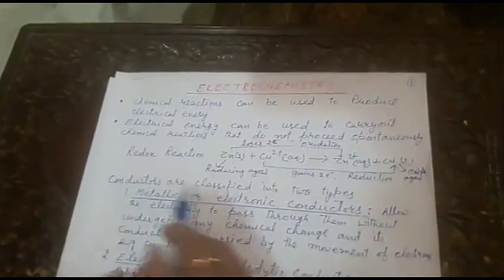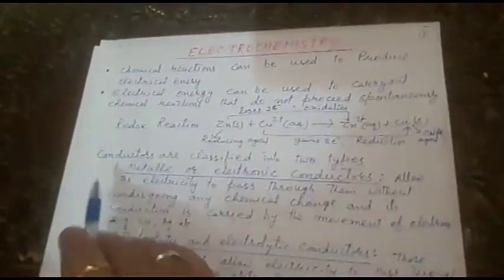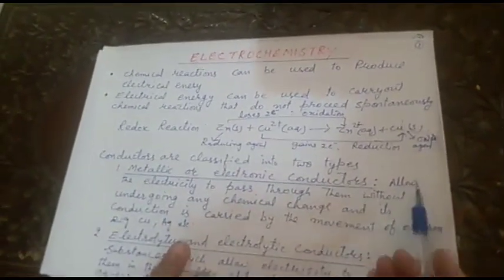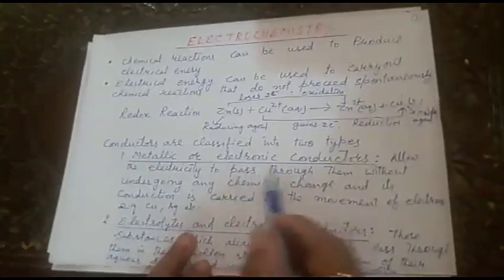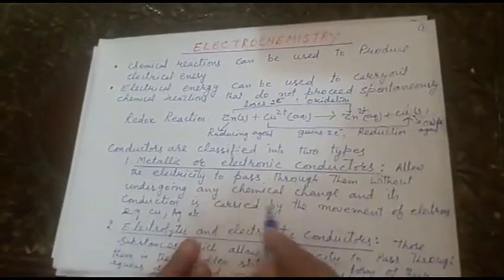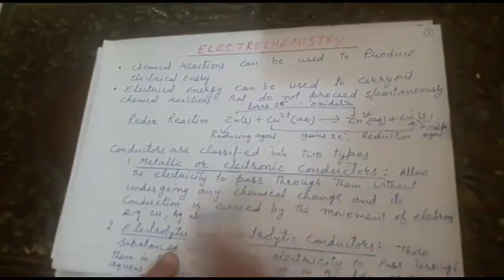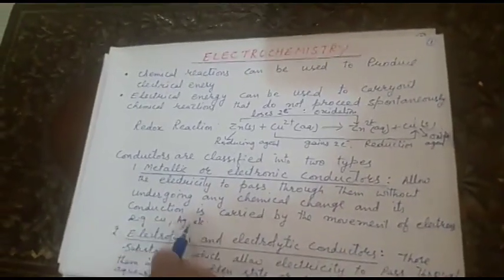Now, what are conductors? Conductors are those through which current can be passed. Metallic or electronic conductors allow electricity to pass through them without undergoing any chemical change, and conduction is carried by the movement of electrons. For example, copper, silver, etc.